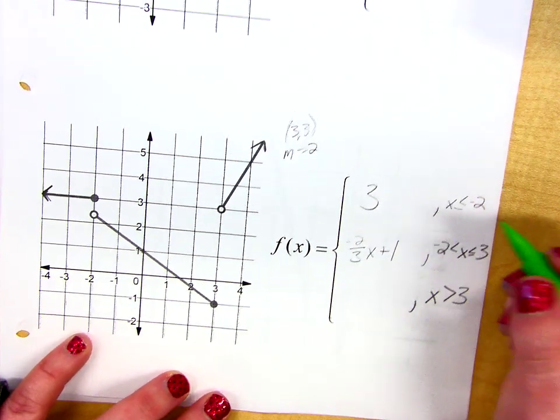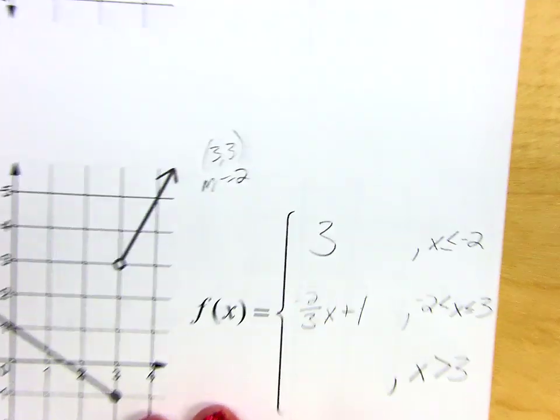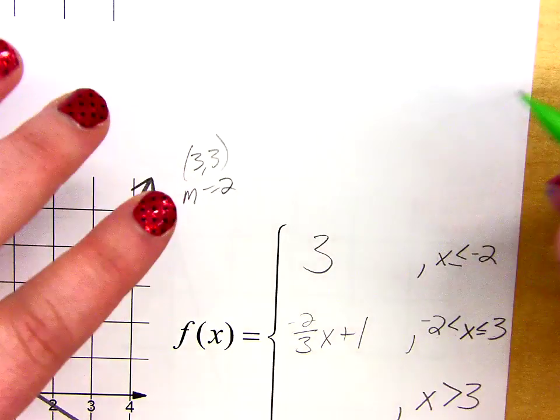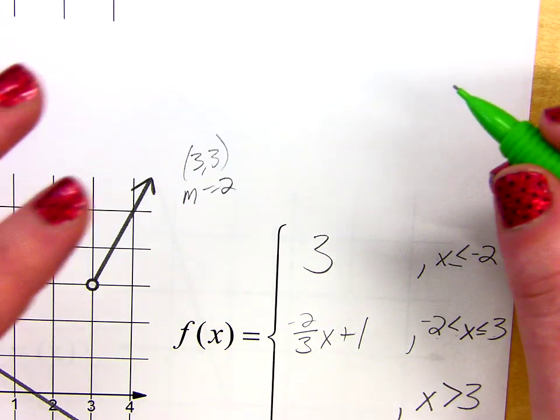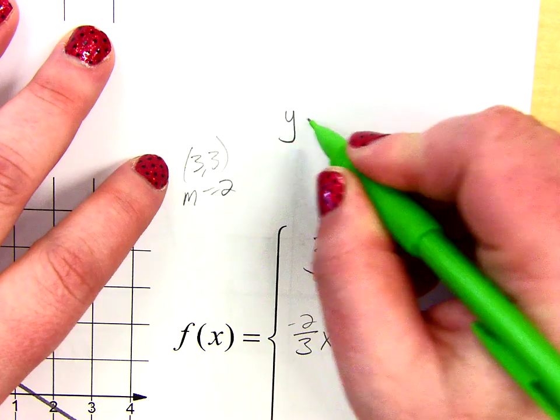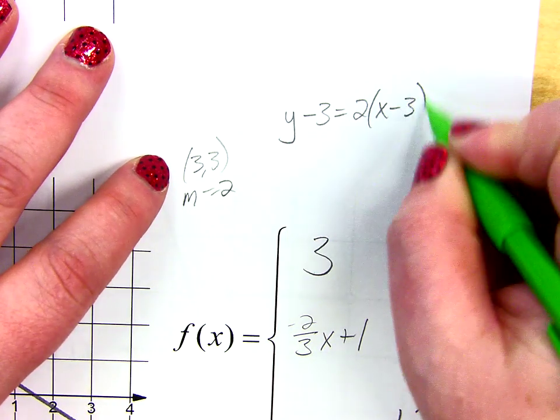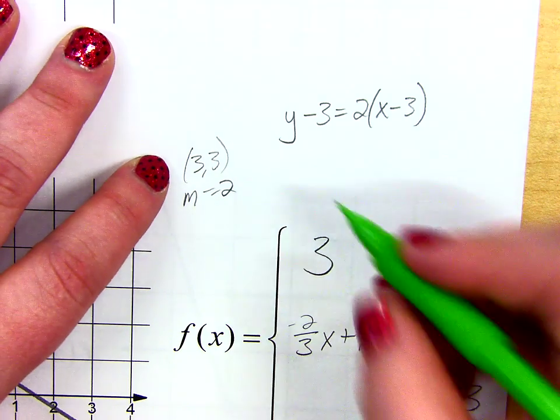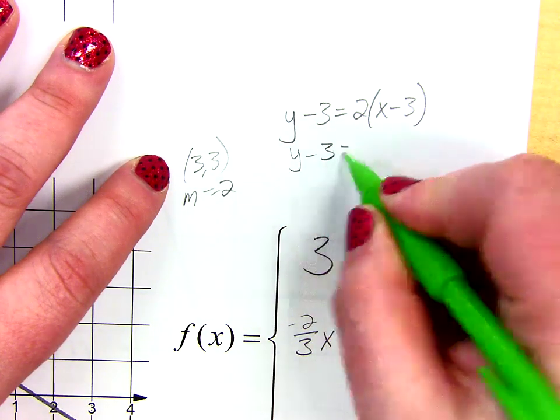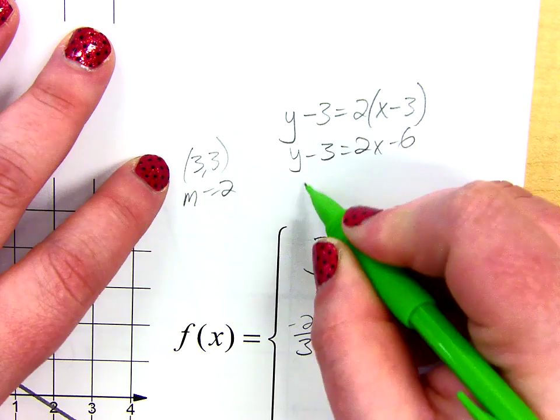So if I just pop that into point-slope form and then rewrite it, do you remember point-slope form? I hope so. y minus y1 equals m times x minus x1. And then I could just rewrite it very easily. 2x minus 6, and then add that 3 over.